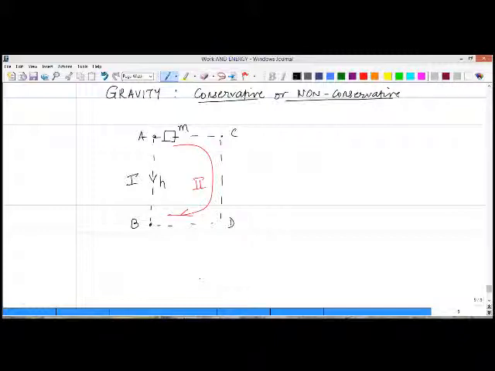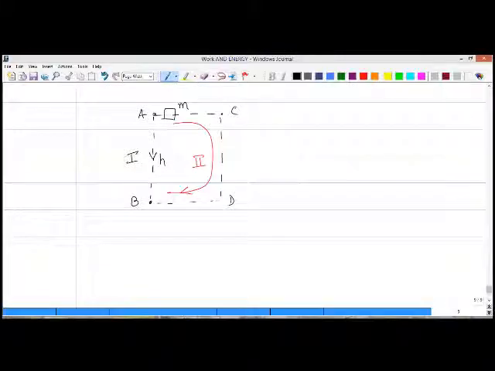And we'll find the work done for each of the paths and see if the works match or not. If the works are equal, then we can say that gravity is conservative. If it's not equal, then we'll say that it is non-conservative.